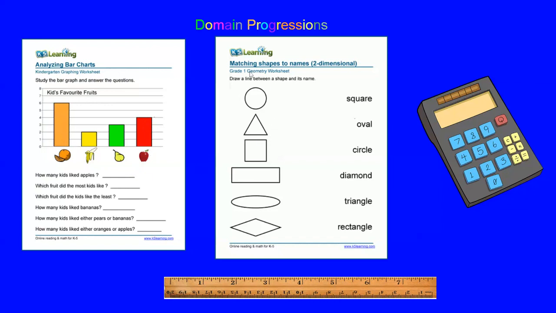For the second worksheet, matching shapes to names, 2-dimensional. Draw a line between a shape and its name. For the first example, the student has to identify the shape, which is a circle, and then draw a line through the shape and the name, which is a circle. And for the last example, there is a diamond. The student has to first recognize the shape, which is a diamond, and then draw a line to the name of diamond. Thirdly, we have the calculator.